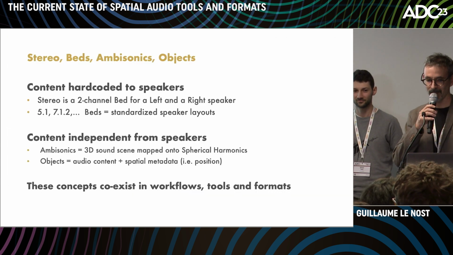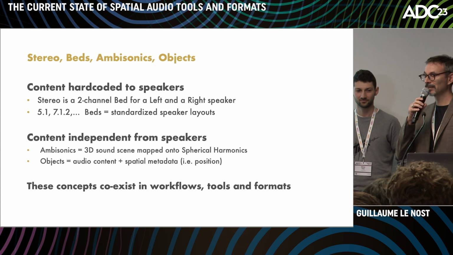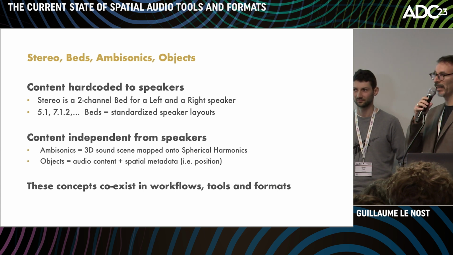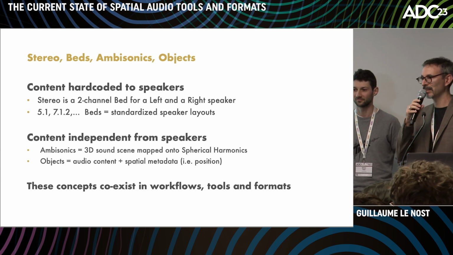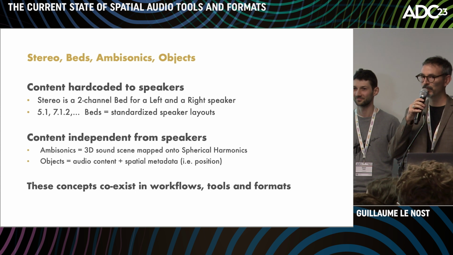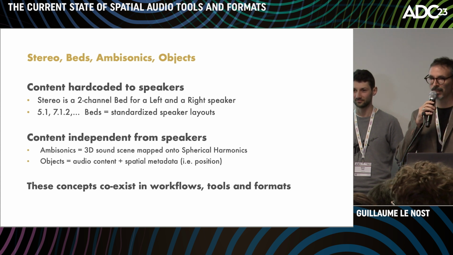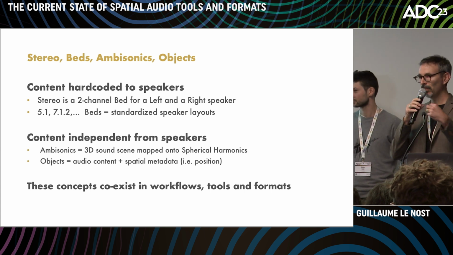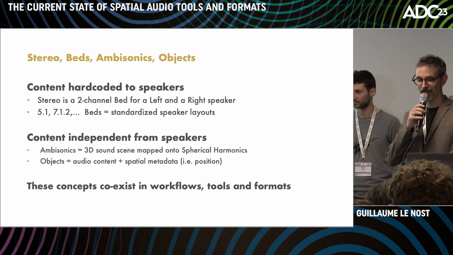All right. So just a few reminders. We have two kinds of contents today. Contents where the speakers are hard-coded. In that case, I put stereo or 5.1, any bed, basically. And also we have content where the speaker is an independent notion, like ambisonics, which is a 3D encoding of a sound scene, or what we call audio objects. An audio object is basically an audio file and some metadata to describe some properties, such as its position in space. And what is very interesting today is that we see all these concepts being mixed together in today's workflow: stereo, 5.1, ambisonics, objects, which is a bit hard to follow.